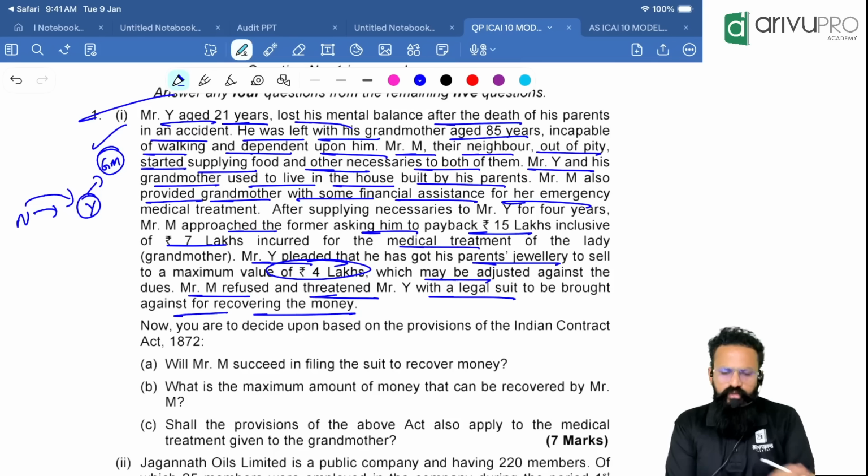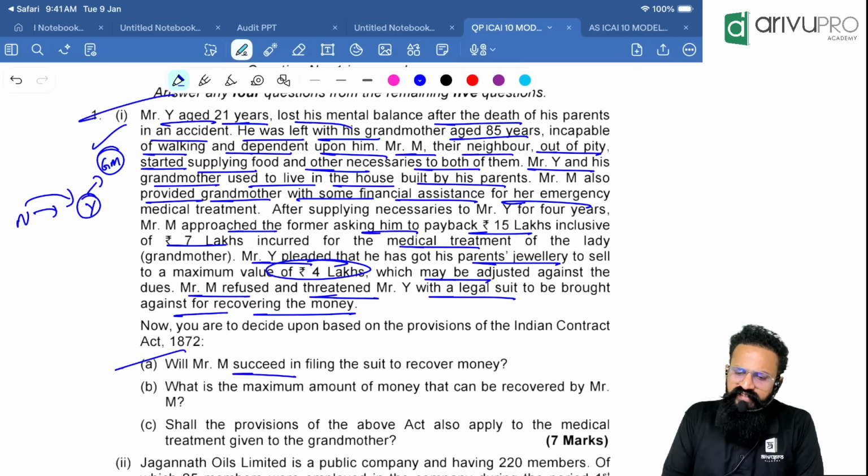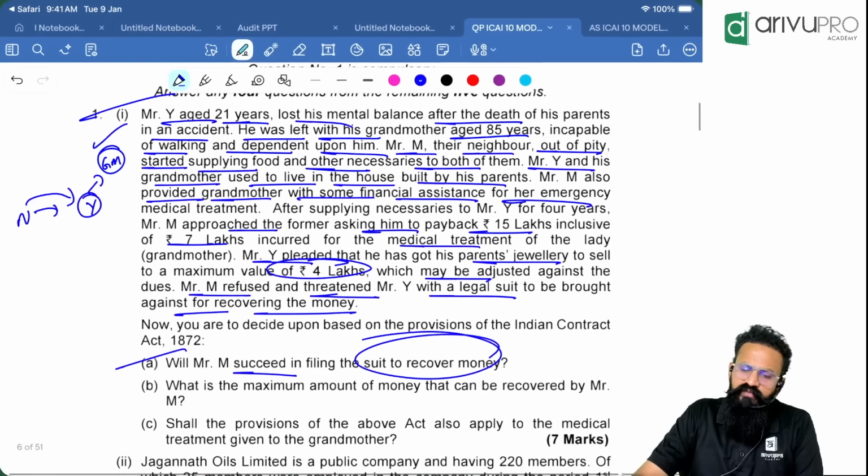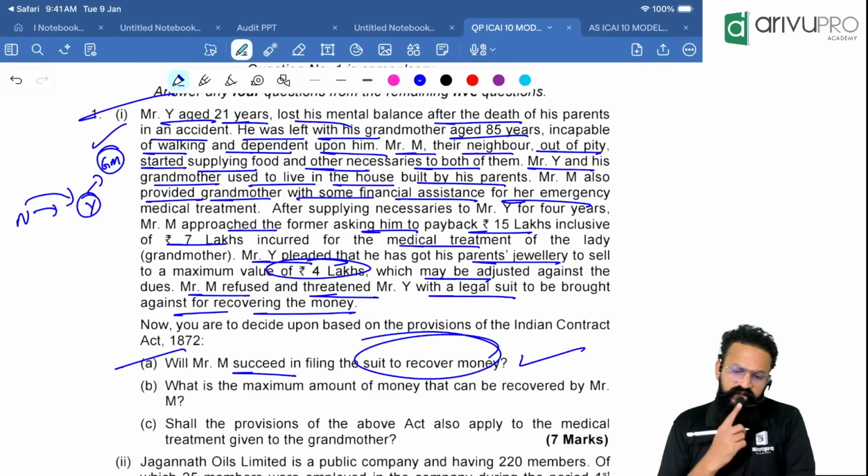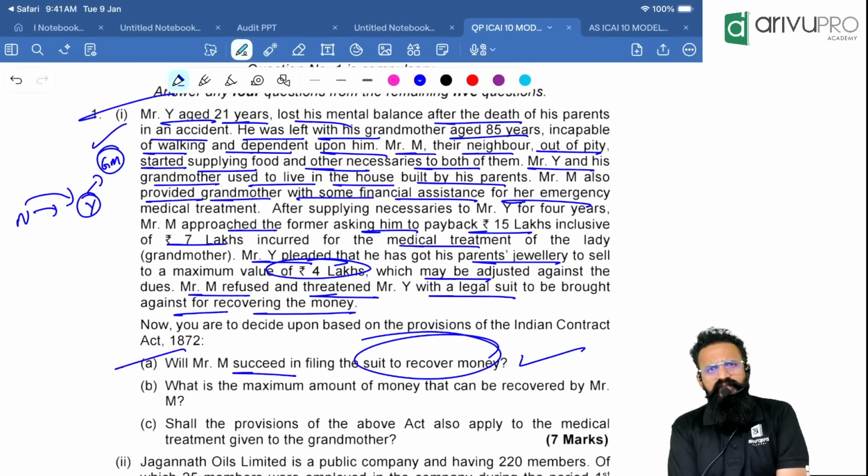They are asking you, Mr. M, will he succeed in filing the suit of recovery for the money? Answer is yes, he will succeed. Why? Because, people, what type of contract will this be considered as? The claim for necessaries, people. It's a quasi contract. You will be liable.